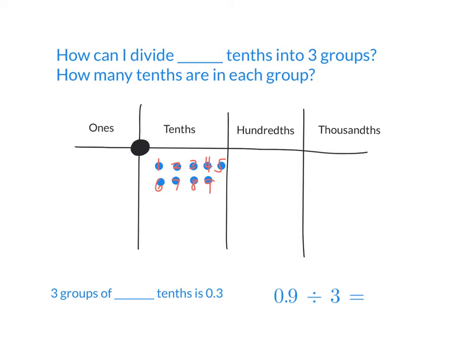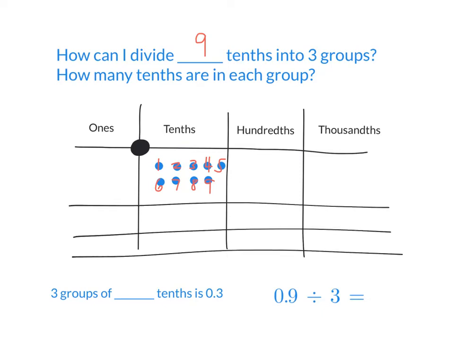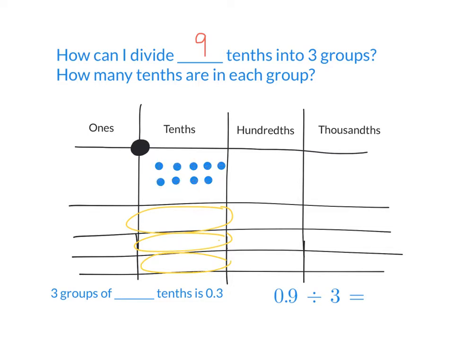What number is represented by this drawing? 9/10. Very good. I want to figure out how I can divide these 9/10 into 3 groups. Since I want to divide them into 3 groups, I'm going to draw 3 groups down here. Here would be group number 1, here would be group number 2, and here would be group number 3. If I want to split these 9/10 into 3 equal groups, am I sharing the 9 dots or am I putting the dots into groups? I'm sharing the 9 dots amongst 3 groups.